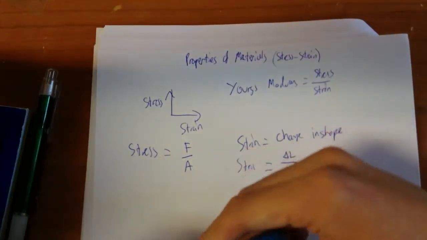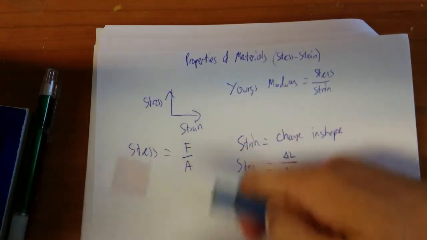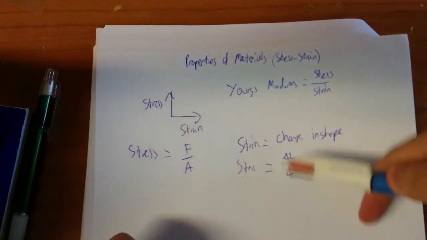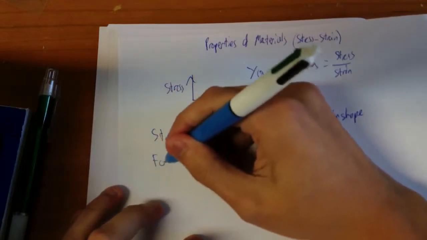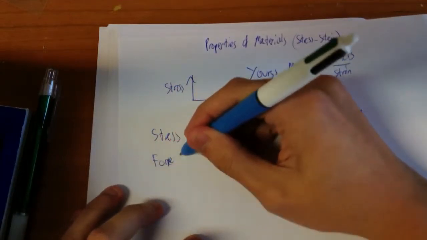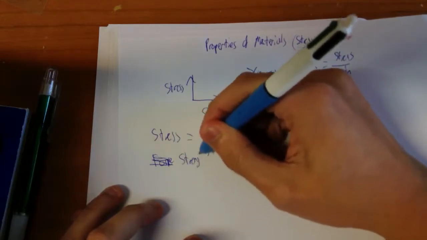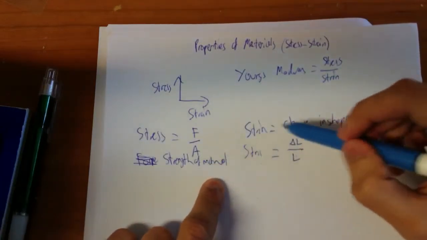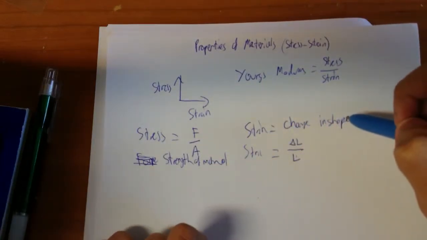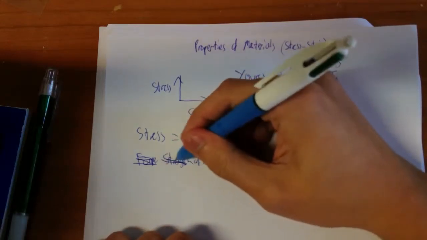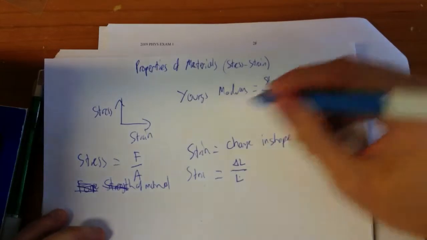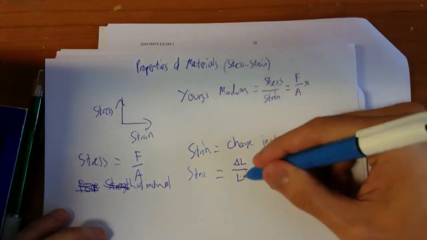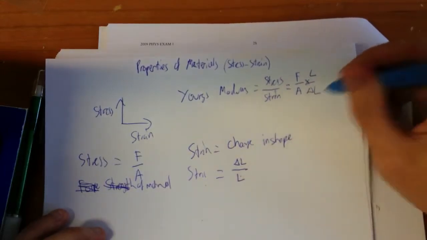But stress over strain. In essence, that's because this is a way of measuring how much force, intrinsic to the material, it takes to change its shape. This is like strength of material. That's better, strength. So it's like how much strength of material does it take to change its shape? How much force? Force is a better word. And so if we calculate this, it would be force on area times 1 on strain, so we just flip that, length on delta L.